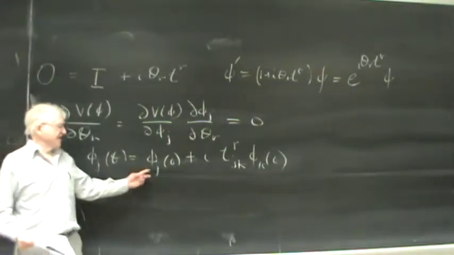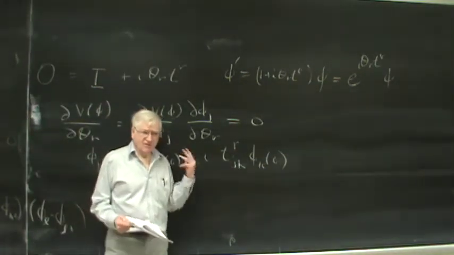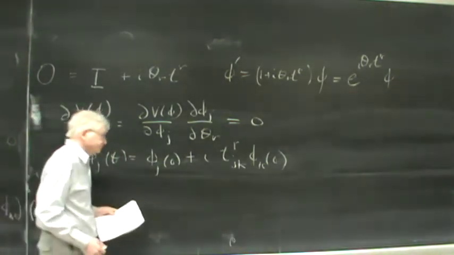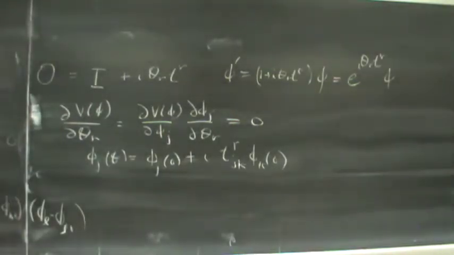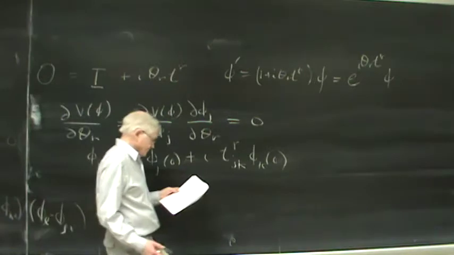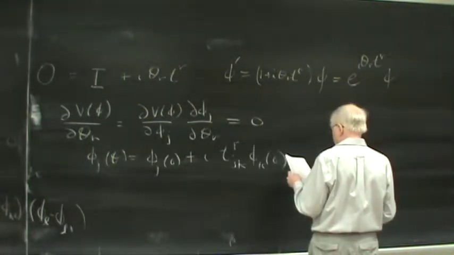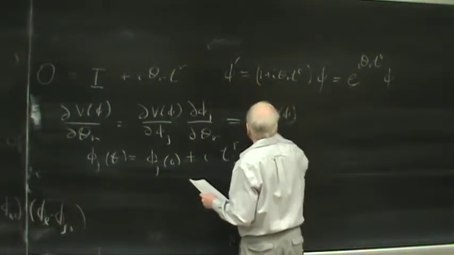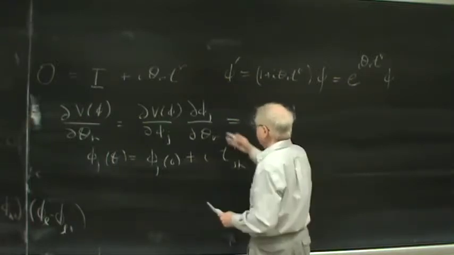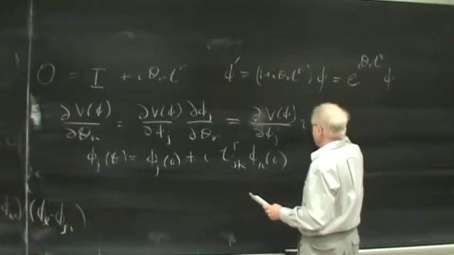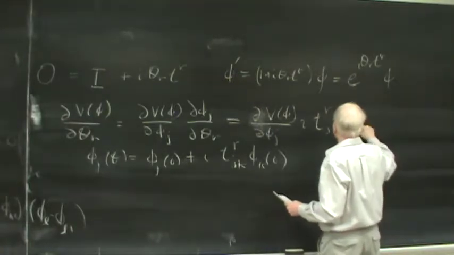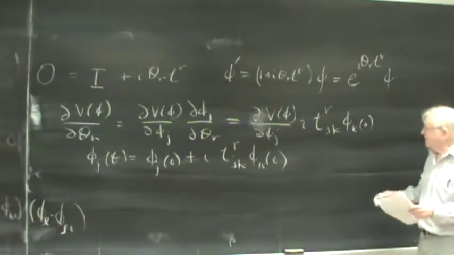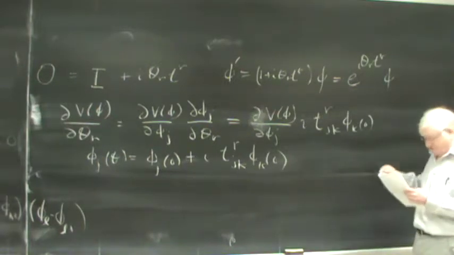So phi j of theta is phi j of 0 plus i theta times the generators, for small theta. And so this thing up here is equal to partial V over partial phi j, and then partial phi j over partial theta i is i t^i_jk phi k, equals 0. Okay, so this is 0 because of symmetry, the O(N) symmetry.